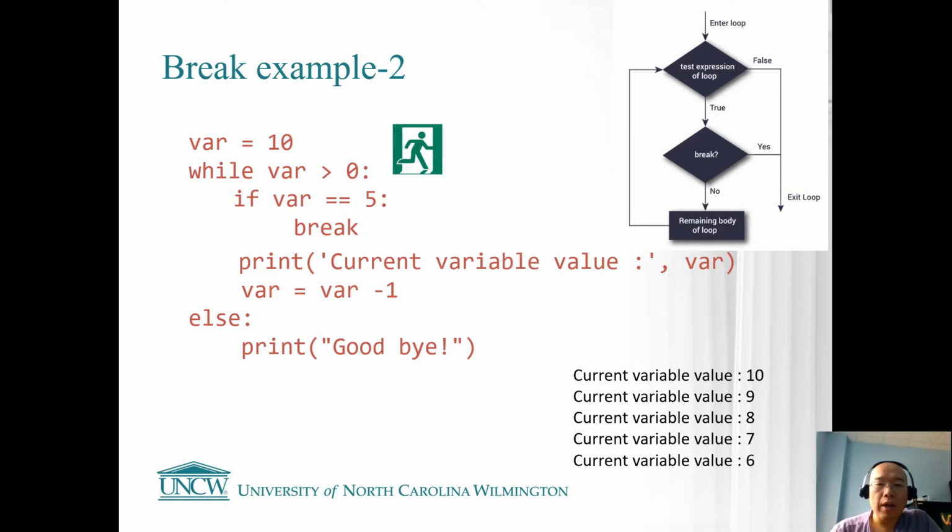Another thing I want to remind you is that for this program, there are 2 exits. The exit 1 is if the value is no longer greater than 0, we stop. And another exit is if the value is 5, and then we stop. So we are adding an extra exit to your iteration.